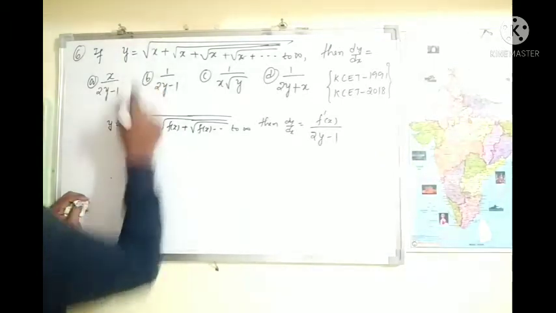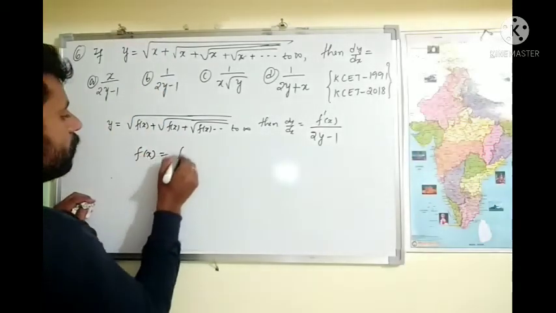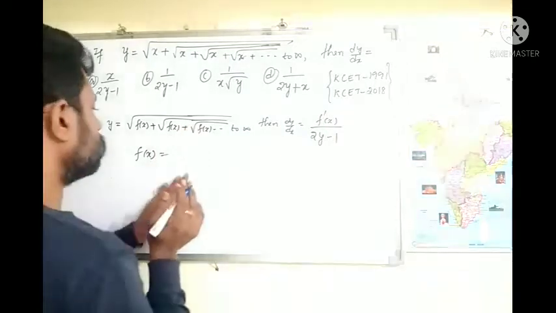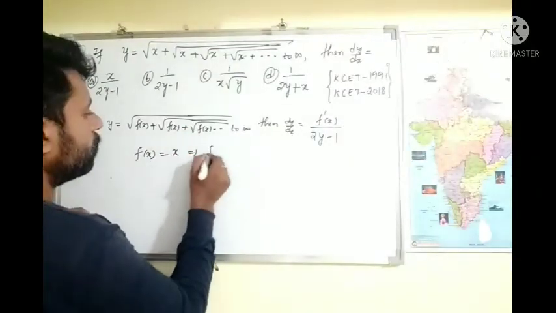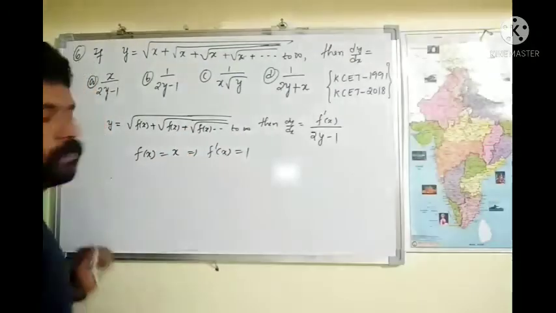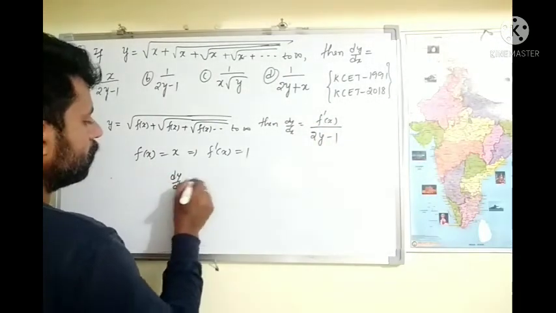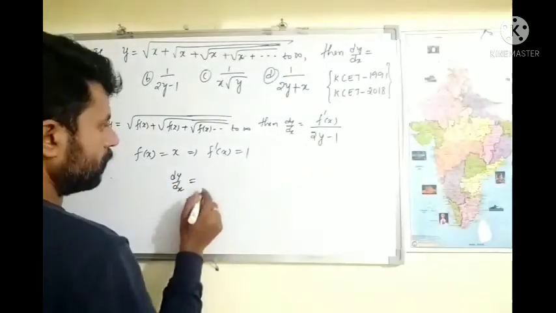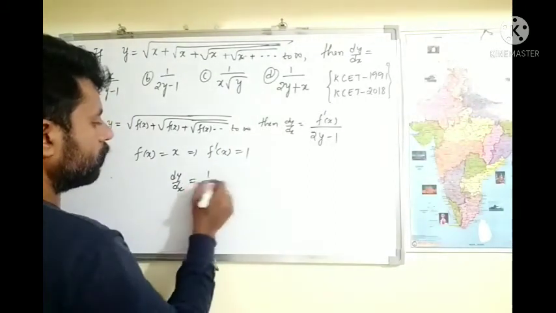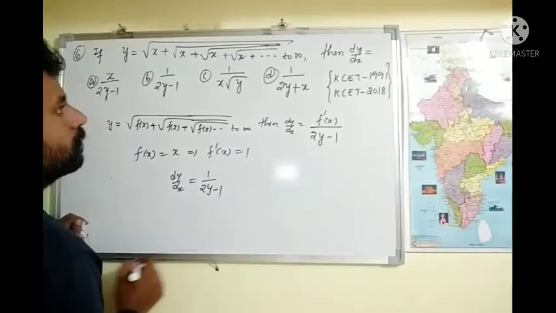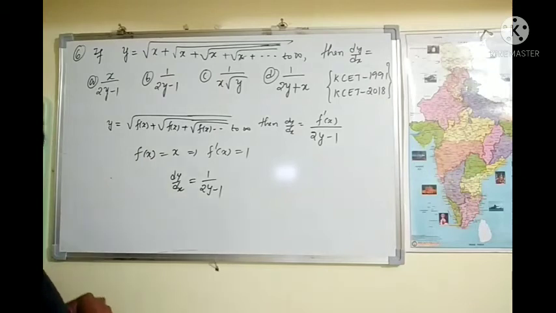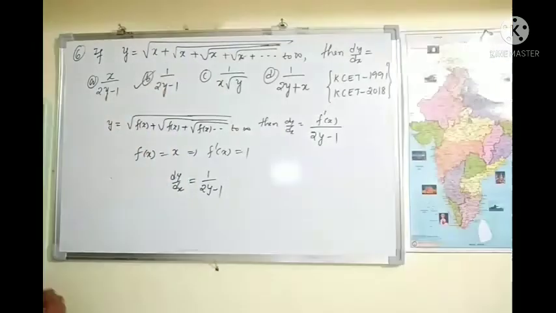See, f of x is equal to x. The derivative of this result means f dash of x is equal to 1. Now here you directly substitute the result: dy by dx is f dash of x divided by 2y minus 1. So the value is 1 divided by 2y minus 1. Observe here, option B is correct.